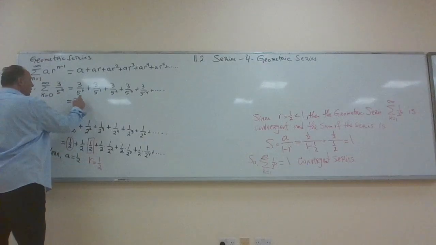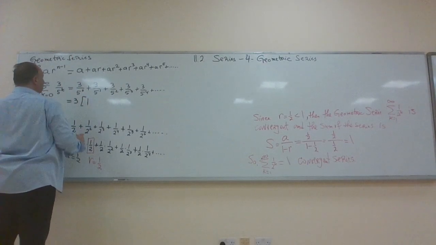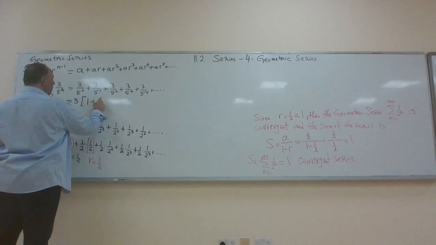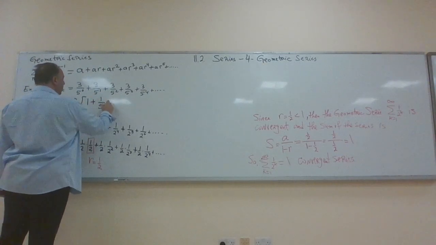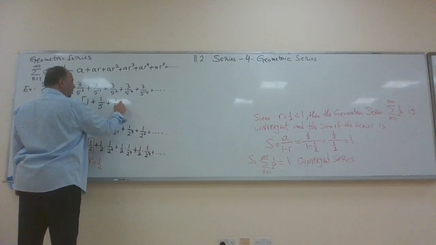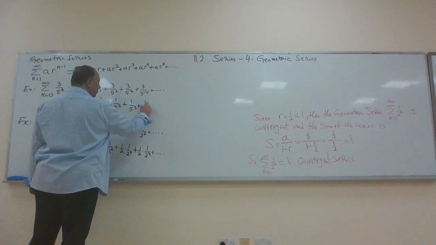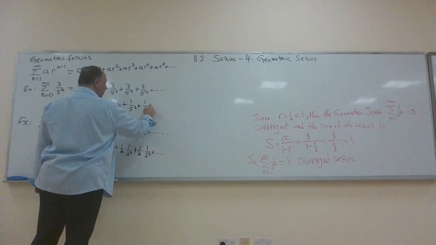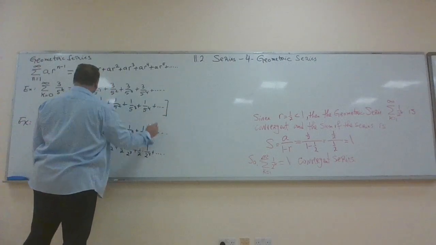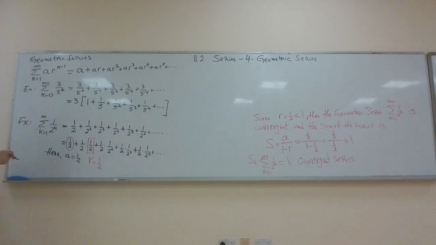So here I factor 3. 5 to power 0 is 1, and then I have 1 over 5 plus 1 over 5 to power 2 plus 1 over 5 to power 3. I factor 3, so the 3 from all the upstairs is taken out.